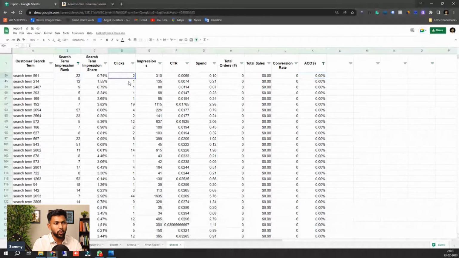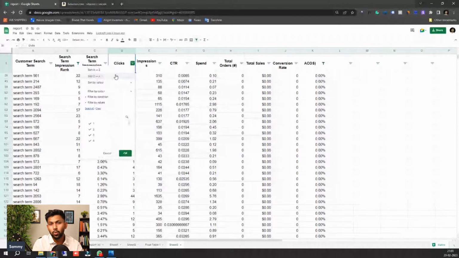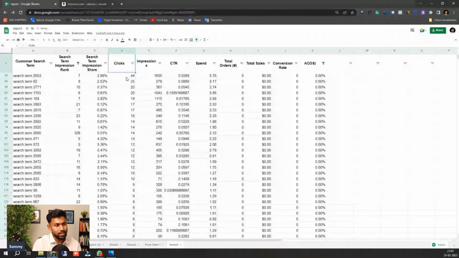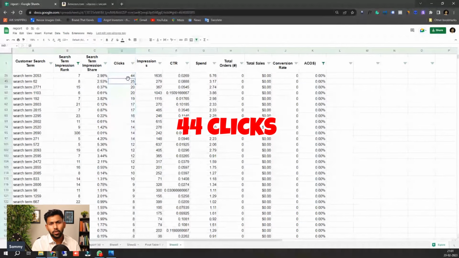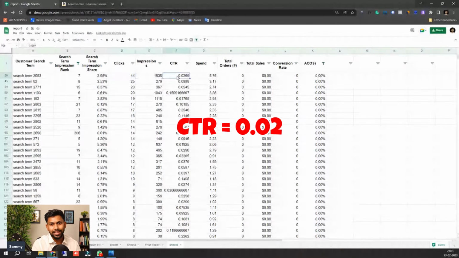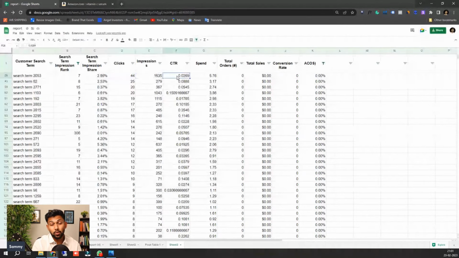Now, we have to sort Z to A, that means from maximum to minimum clicks. Here you can see this particular search term has got 44 clicks, whereas the CTR is very low, 0.02. Obviously, any CTR of 0.4 or above is considered good, and this is way below our range. So here you can see the CTR is bad.